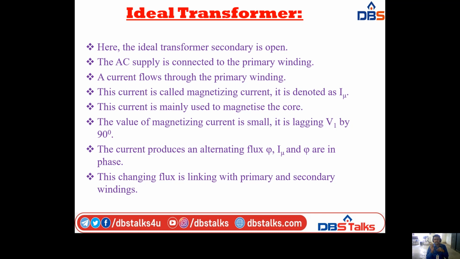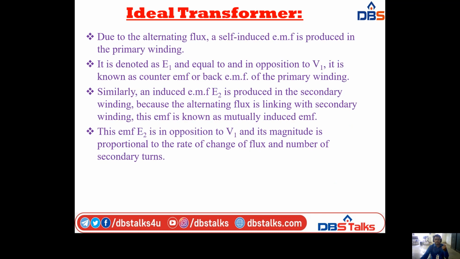Next, the changing flux is linking with the primary and secondary windings. So it is an alternating flux, that means changing flux. Due to the alternating flux, a self-induced EMF is produced in the primary winding. It is denoted as E1 and is equal to and in opposition to V1. So it is known as counter EMF or back EMF of the primary winding.